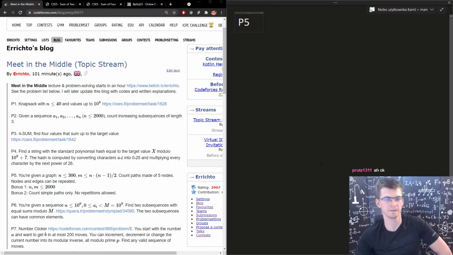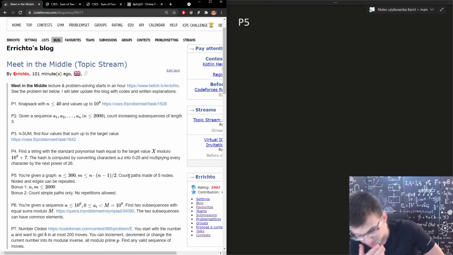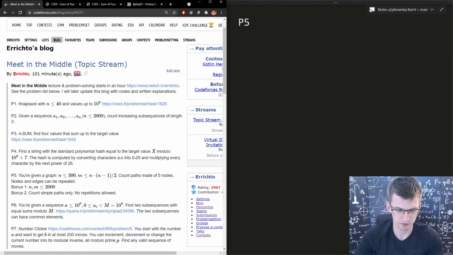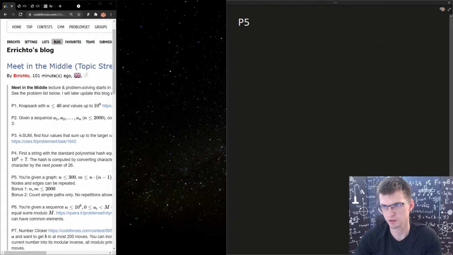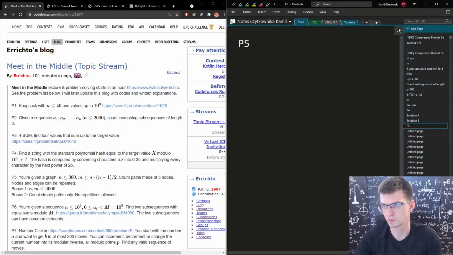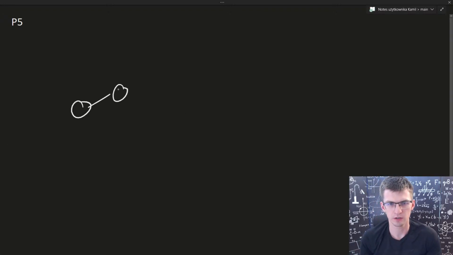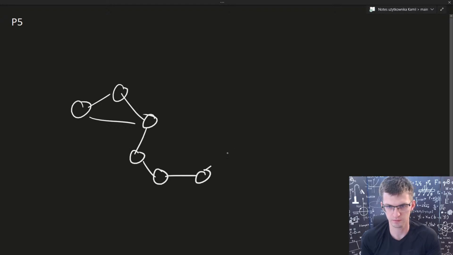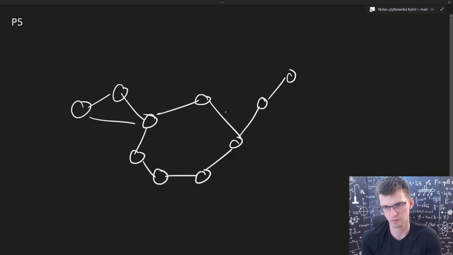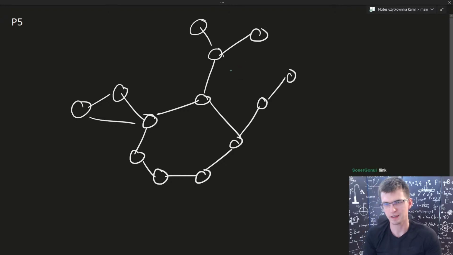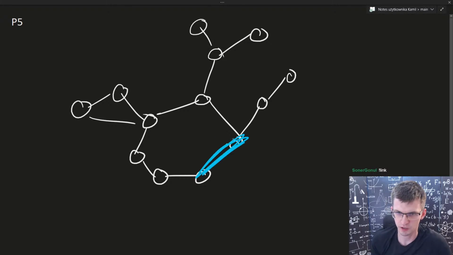P5. You're given a graph and we want to count paths made of 5 nodes. I will need more drawings. Here we go. You are given a graph. Count paths with 5 nodes. One such path is here: 1, 2, 3, 4, 5. Sorry, here.